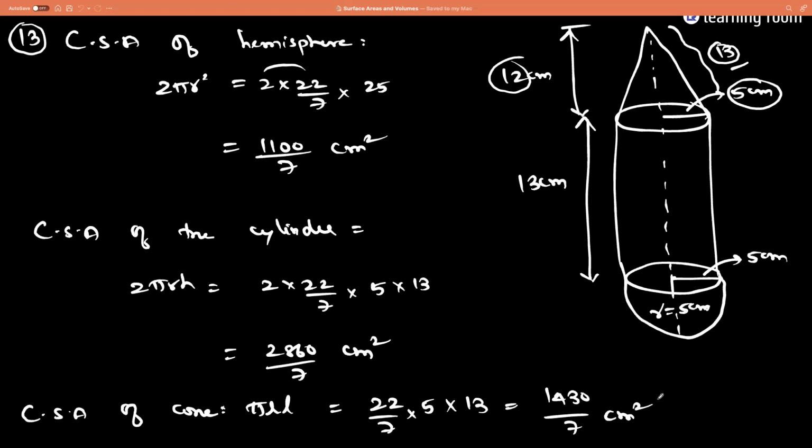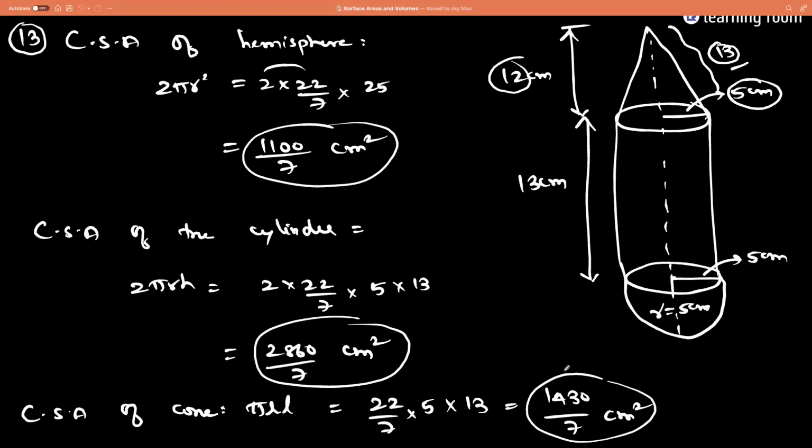Okay. So when you add all the three areas, that is going to give you the surface area of this shape. So add all the three, you'll get the answer. So make a note of this.